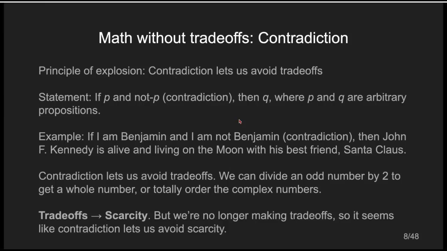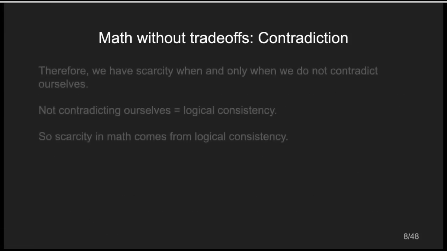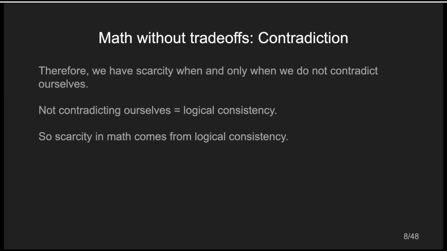So in particular, contradiction lets us avoid trade-offs. We could have an odd number that we divide by 2 and get a whole number, or we could totally order the complex numbers. We can do anything because we don't have to worry if it makes sense, because we can just contradict ourselves. So scarcity is what's necessary for trade-offs, but when we contradict ourselves, we can avoid making trade-offs. So it makes sense to associate a lack of scarcity with contradiction. And that is, in fact, what I'm going to argue: we have scarcity when and only when we do not contradict ourselves, which is to say when we are being logically consistent. So scarcity in math relates to logical consistency in math.